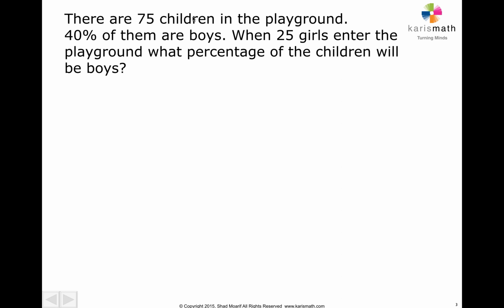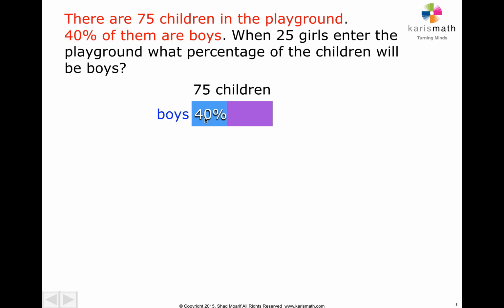So there are 75 children in the playground. Start with the first sentence. 75 children in the playground. Imagine the 75 children to be here, this purple bit. That's 75 children. Now, 40% of them are boys. So imagine a small portion, like this much over there, those are boys, the one in blue. That's 40%.